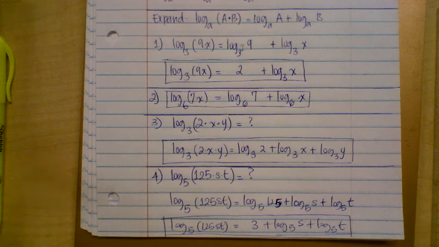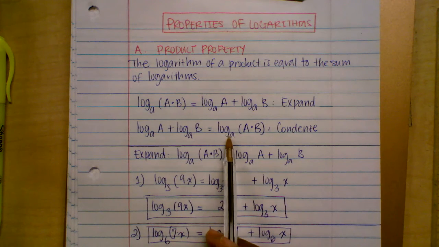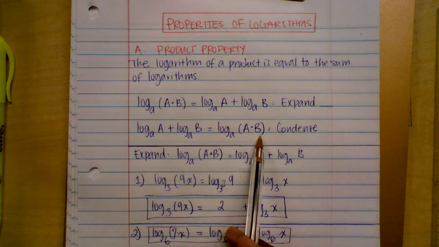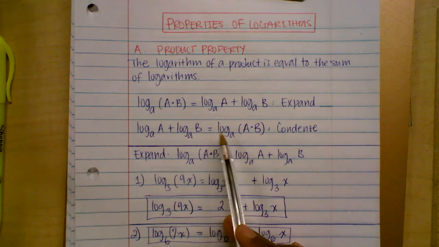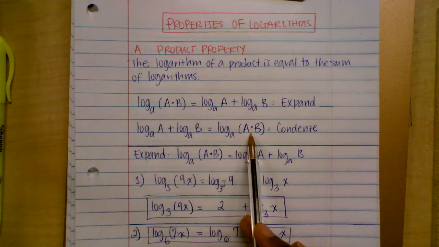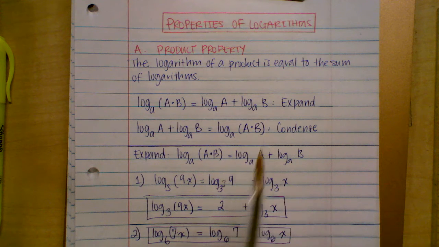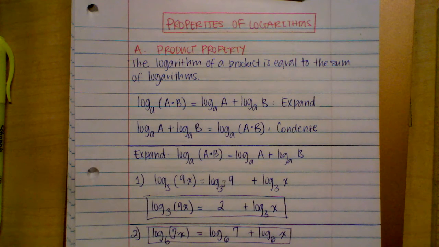So the next phase, you're going to condense a log. What do I mean by condensing? I'm going to give you 2 or 3 logs, and I want you to rewrite it as a single log, like this. So the sum of 2 logs is going to be equal to the log of a product of those 2 terms. So give me a second.